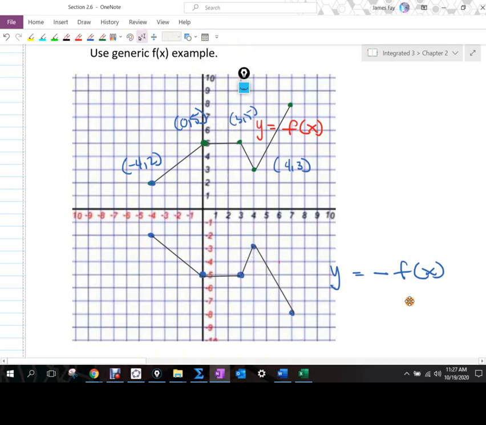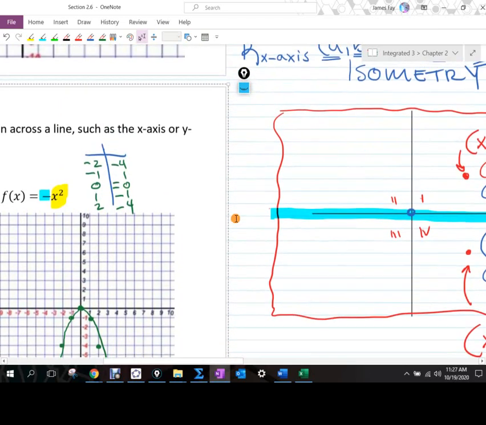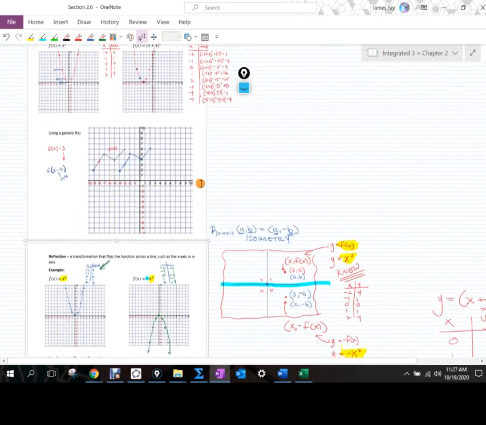And does that image look like the reflection of what we started with? Okay. Now that's using a generic function. What kind of stinks about that is we don't have a real nice rule like x squared or square root of x that can be used to make this. So we'd have to do it in little partitions or segments. But the relationship about what happens to the y values is the same. So that's working with a reflection across the x-axis.